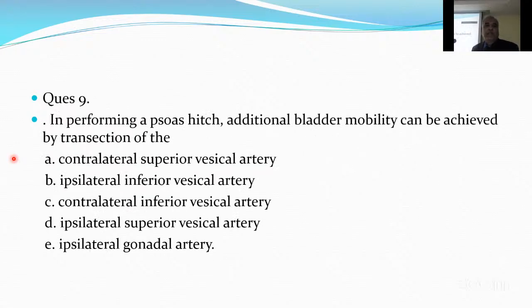In performing a psoas hitch, additional bladder mobility can be achieved by transection of contralateral superior vesical artery, ipsilateral inferior vesical artery, contralateral inferior vesical artery, ipsilateral superior vesical artery, ipsilateral gonadal artery. So yes, contralateral superior. You have to mobilize the bladder on the other side also to have a good mobility of the bladder. And to achieve that, we have to ligate the superior vesical pedicle, right?